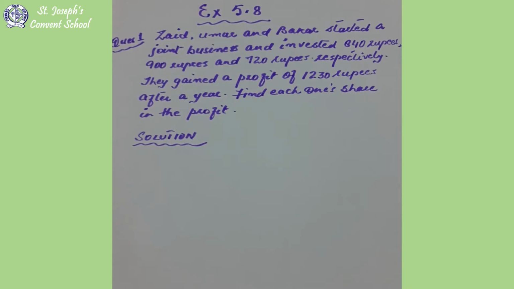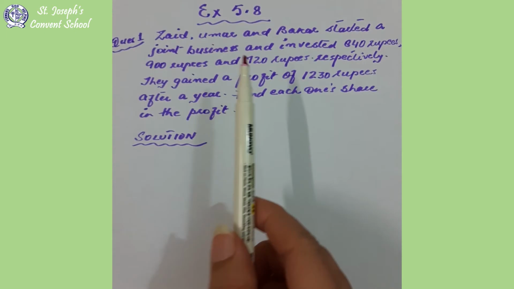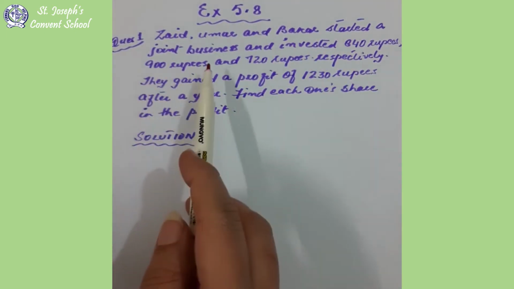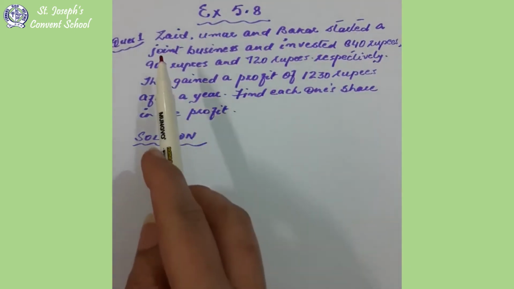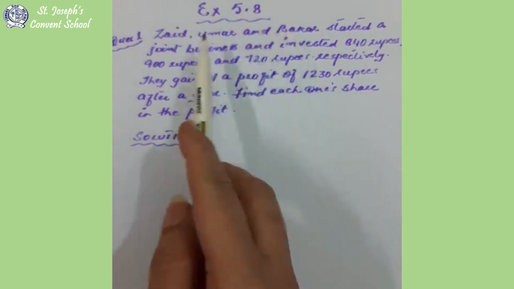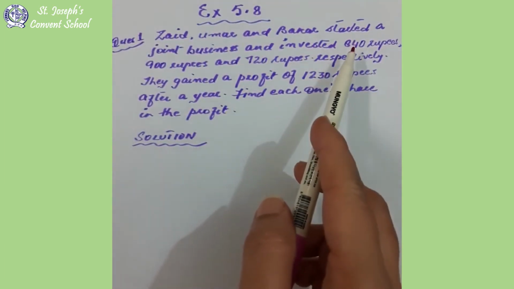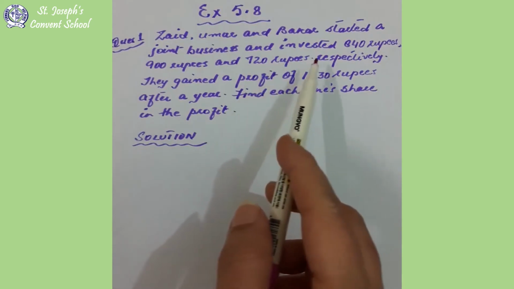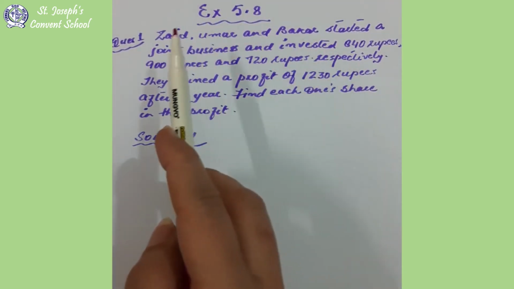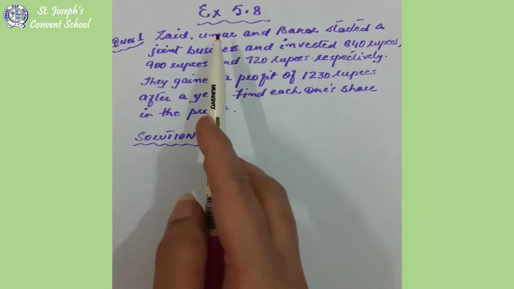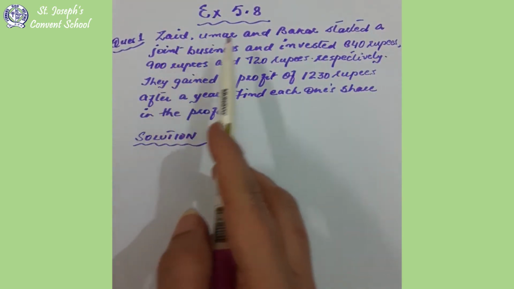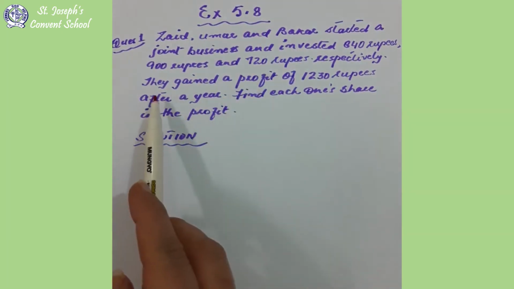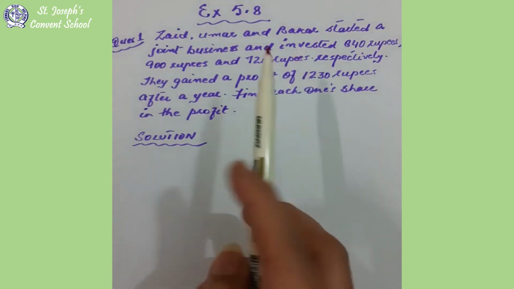Now here in the question you can see that it is given Zaid, Umar and Bakr, names of three persons. It is written Zaid, Umar and Bakr started a joint business. So it is partnership. Joint business means partnership. There are three persons, and they invested 840 rupees, 900 rupees and 720 rupees respectively. Respectively means that Zaid invested 840, Umar's amount is 900 rupees, and Bakr's amount is 720. They gained a profit of 1230 rupees, so this amount is profit.